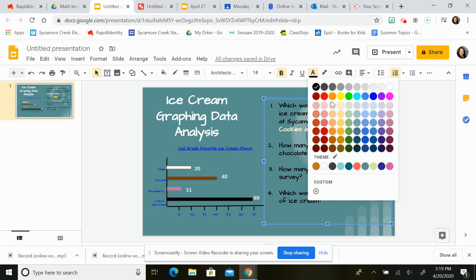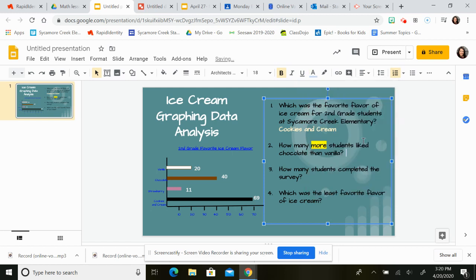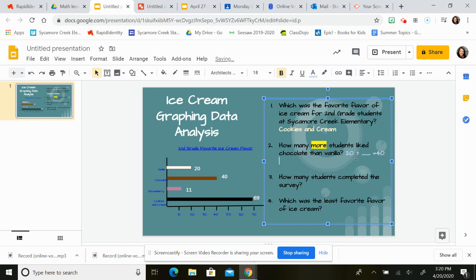Let me get my color here. I can say 20 and count up to 40, or I can find the difference by taking 40 and subtracting 20. Both of those are going to find the same answer. So go ahead and pause the video to solve this problem, and when you're ready, come back and I'll give you the answer.